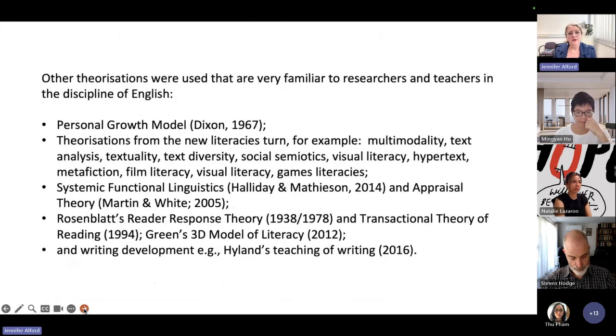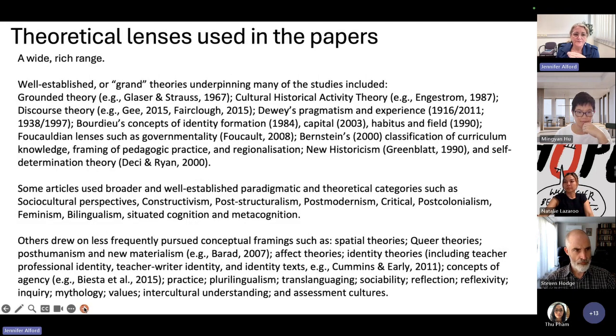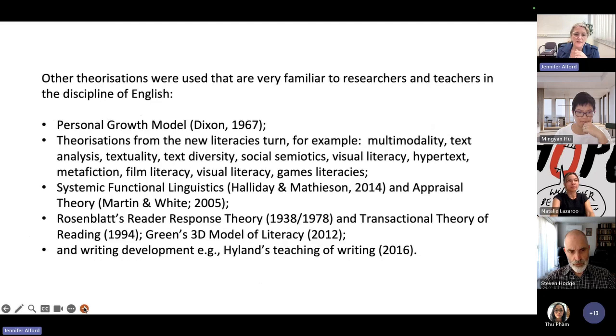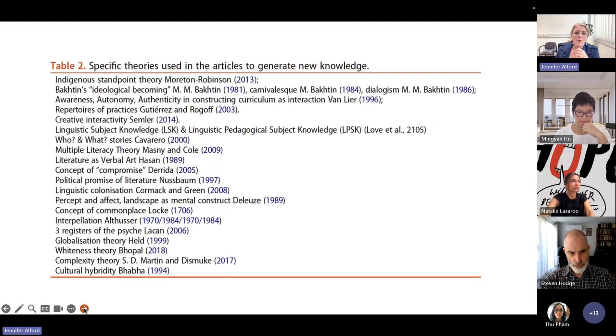What was also interesting were, of course, for this particular journal, quite a few theorisations that would be very familiar in the discipline of English. And for those of you who are not in the discipline of English, you might recognise some of these and not others, but you would expect to find theoretical lenses that would mirror the discipline interest of the journal. And if you did this exercise in your own journal, you would find that this would be the case, no doubt. What was also interesting were some very specific theories that were being used in the articles to generate new knowledge.